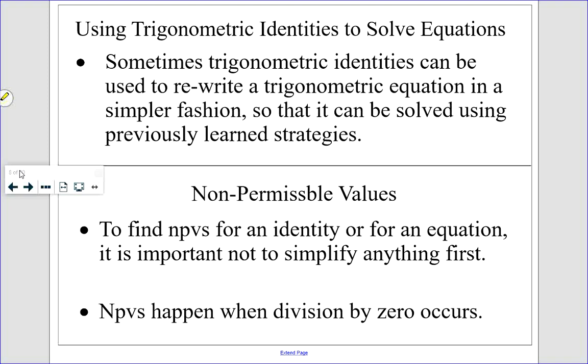If you have a trigonometric ratio in an expression that has a denominator in it, that denominator cannot be equal to 0. So as soon as you see tangent, cosine cannot be 0. Because tangent is something over cosine. As soon as you see cosecant, sine cannot be 0.